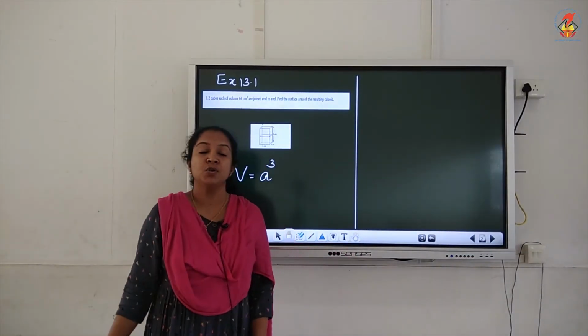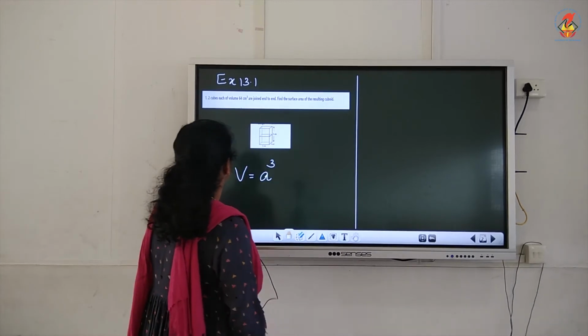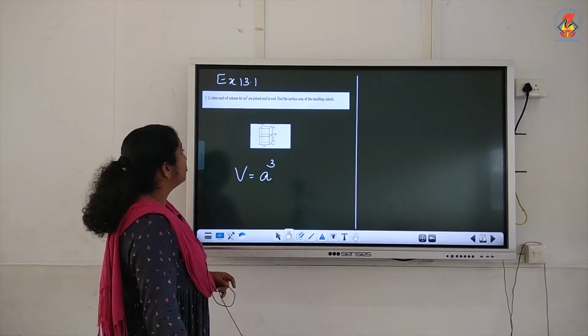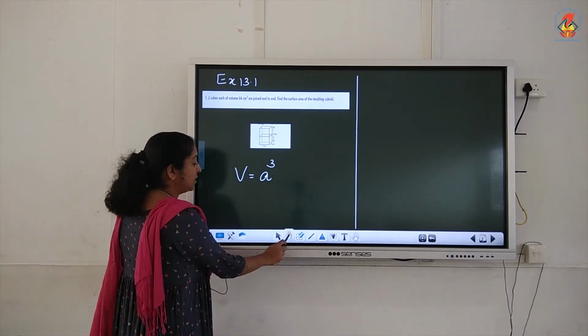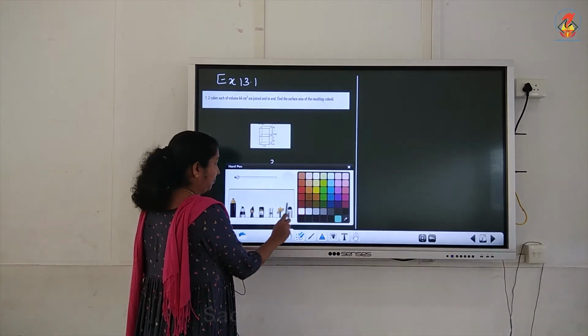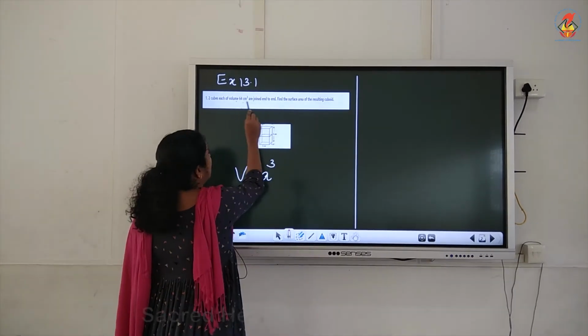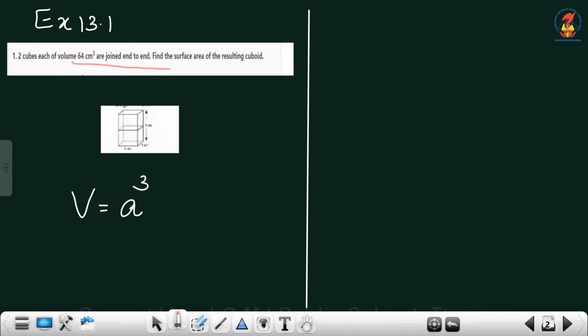Exercise 13.1, first question. Two cubes each of volume 64 centimeter cube are joined end to end. Find the surface area of the resulting cuboid. The resulting cuboid will be like this, two cubes joined together.